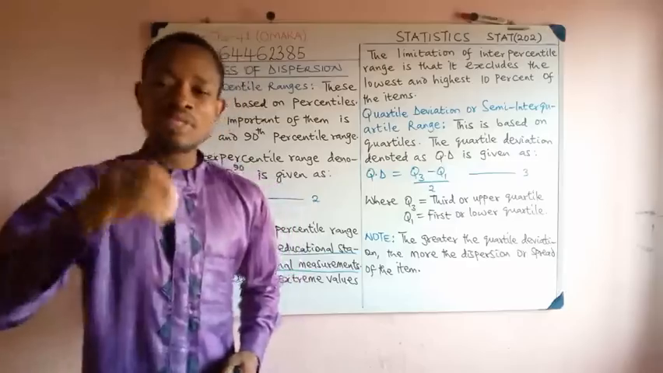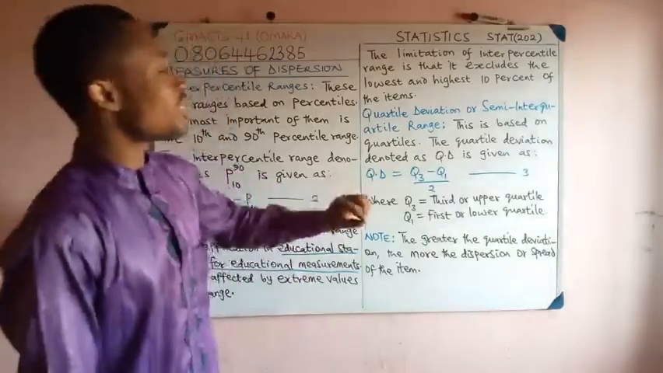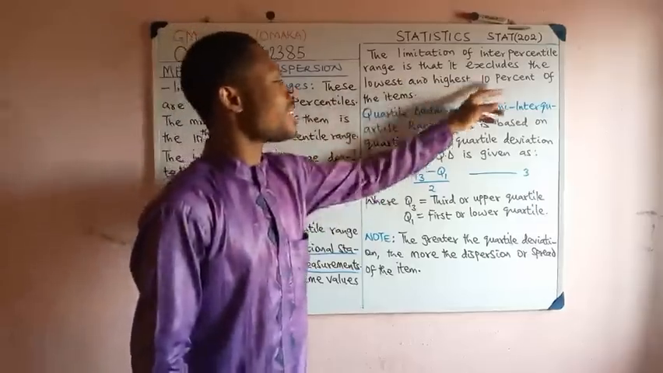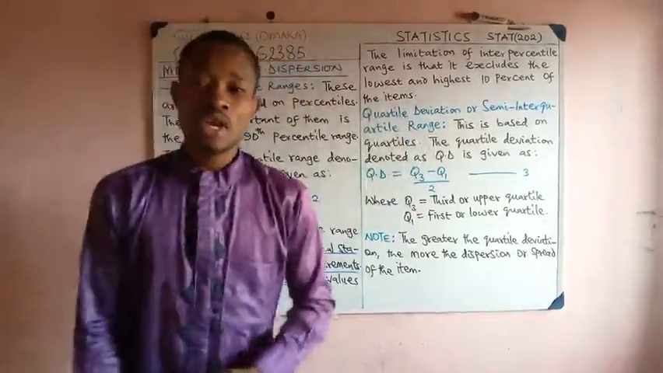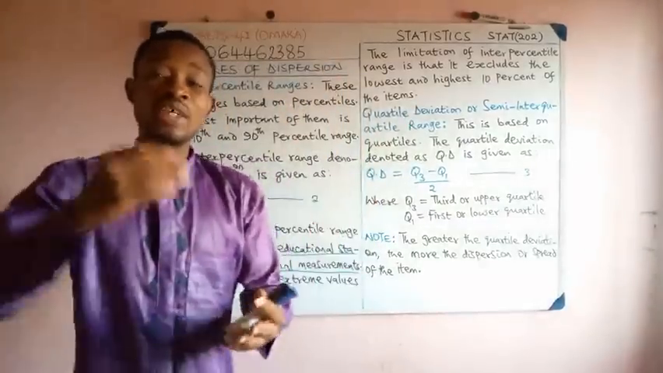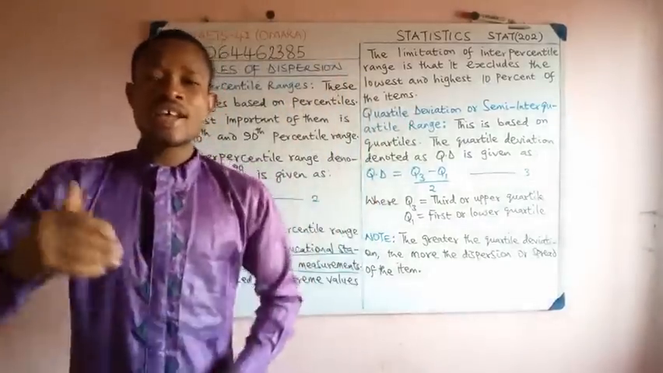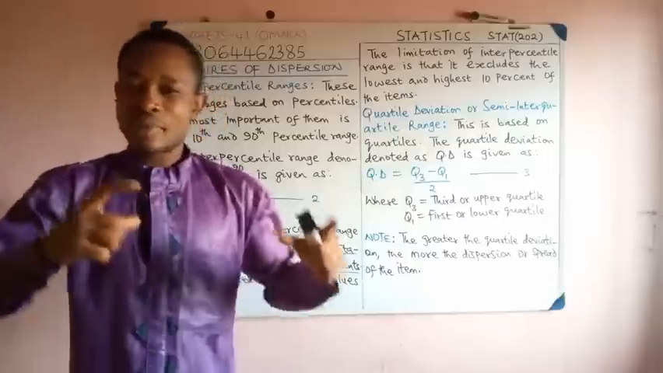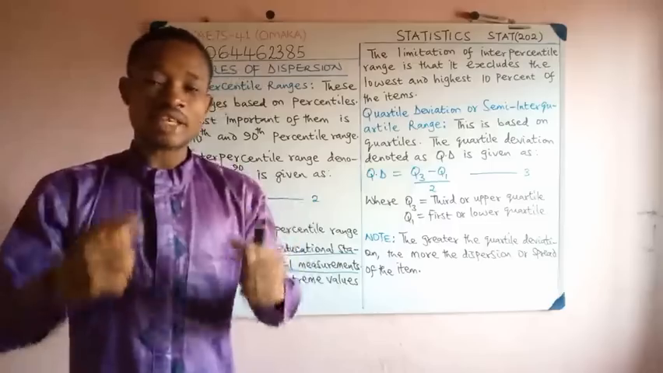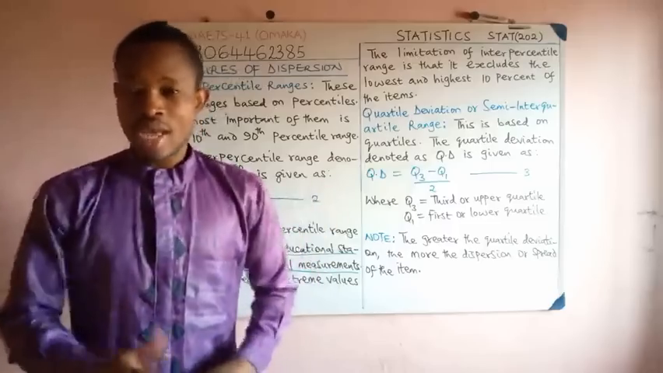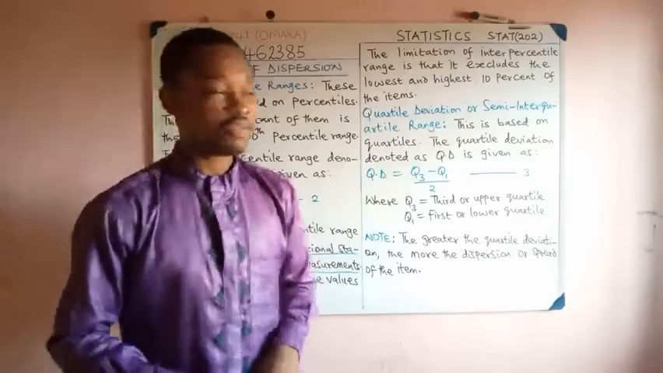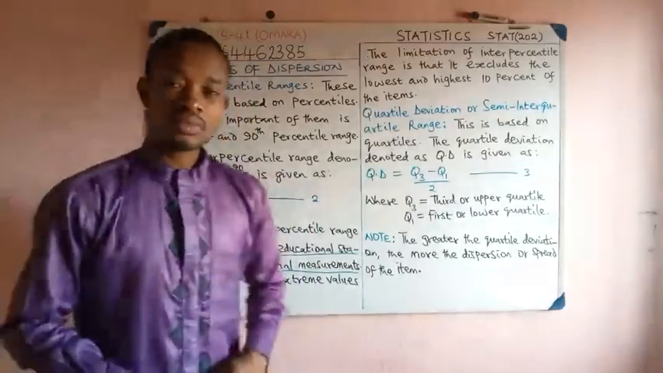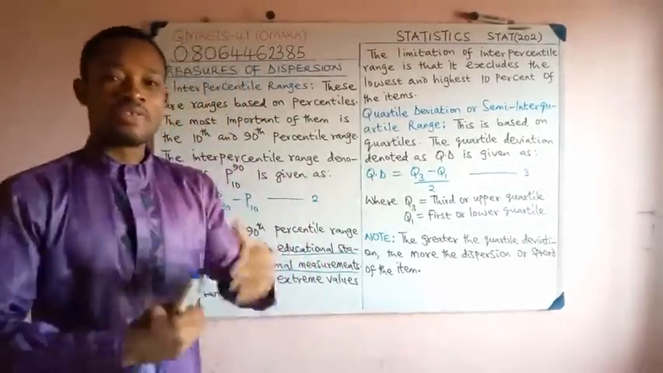However, it is also limited by the fact that it does not take into account the lowest and highest 10% of the items. Talking about from the 1st percentile to the 9th or 10th percentile, and then from the 91st percentile to the 99th percentile, the interpercentile range does not take into consideration those values, and that happens to be a limitation of the interpercentile range.